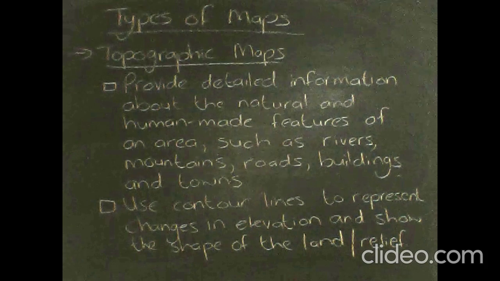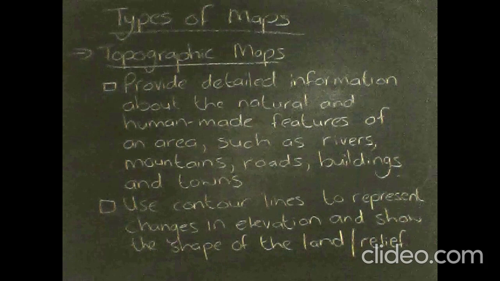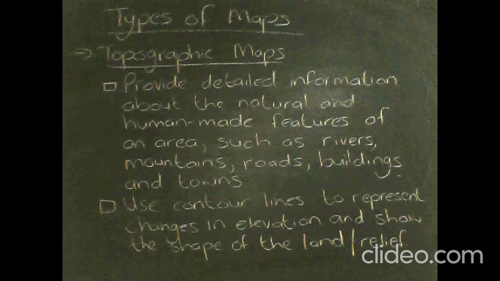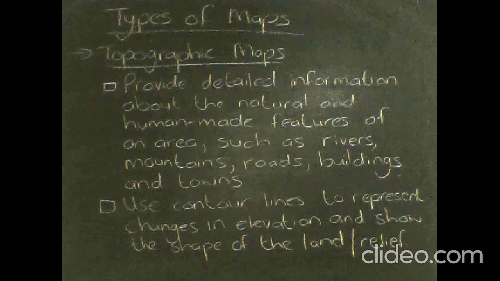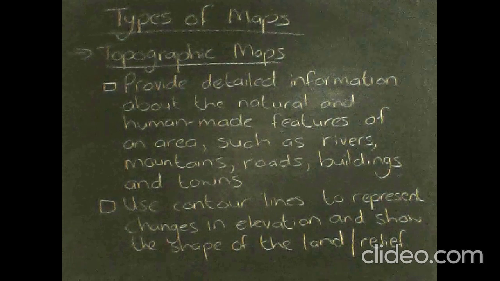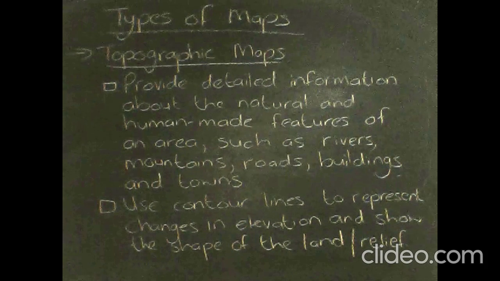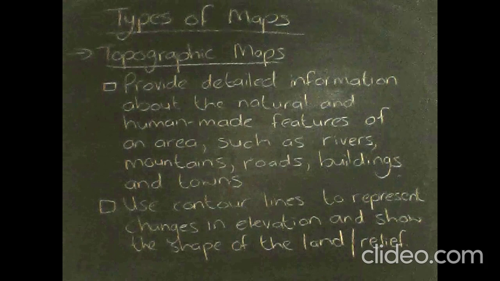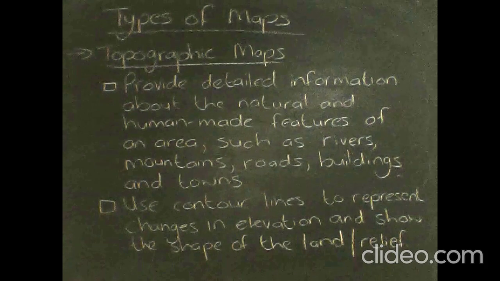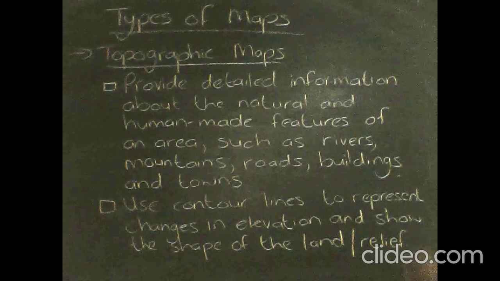Let's discuss types of maps. So we have topographic maps, and they provide detailed information about the natural and human-made features of an area. So the rivers and mountains are the natural features. Roads, buildings, and towns would be the human or man-made features. Then they use contour lines to represent changes in elevation and show the shape of the land, which is also known as the relief.